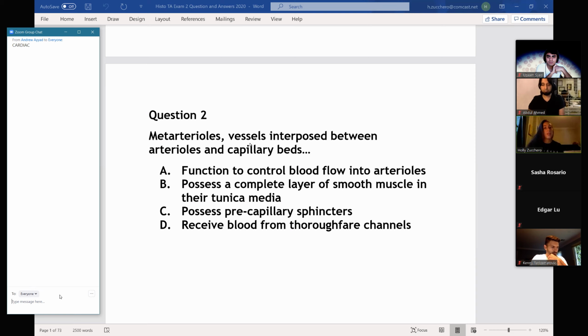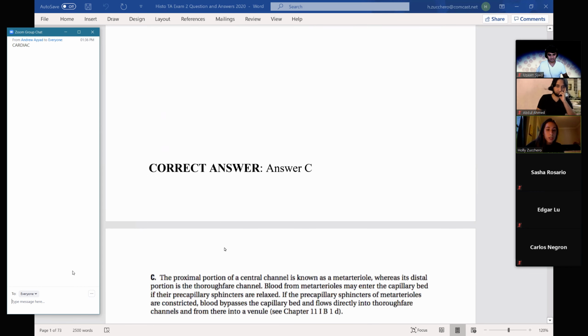Okay, so meta-arterioles, vessels interposed between arterioles and capillary beds. What's the most appropriate answer here? Does anyone know? C. Yeah, C. So they possess precapillary sphincters. Meta-arterioles, they have both a proximal and a distal end. The proximal one, or the central channel, that's the meta-arteriole. The distal portion is the thoroughfare channel.